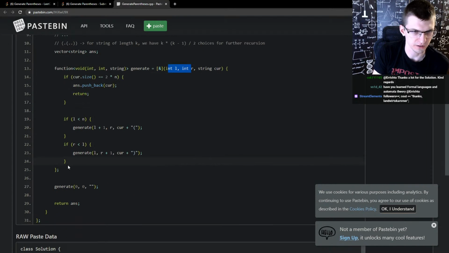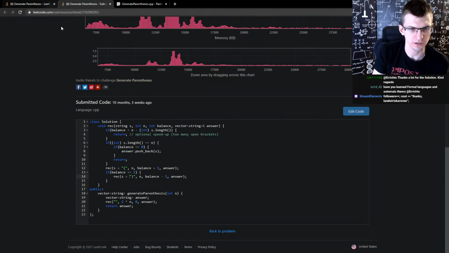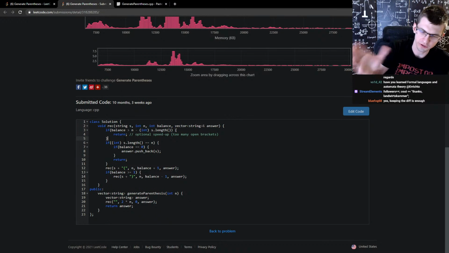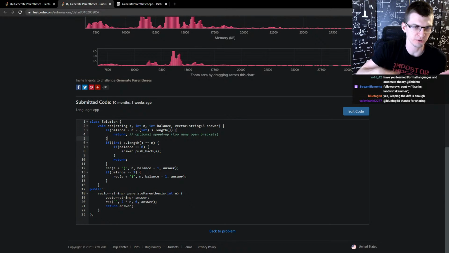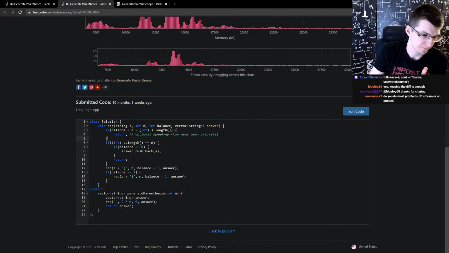But yeah, this is fine code. I had one more if in this old code. This one, if balance is greater than this. If you need to add 3 characters to finish the string, but the balance is right now 5, you will not get down to 0. So as written here in the comments, optional speedup.